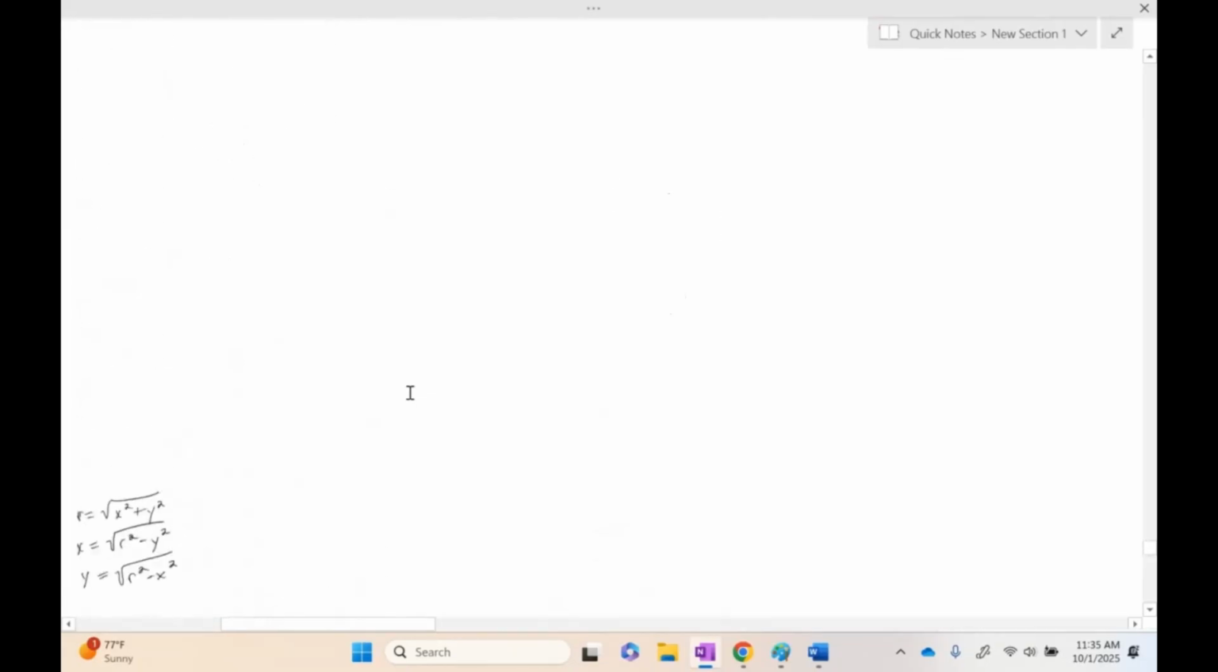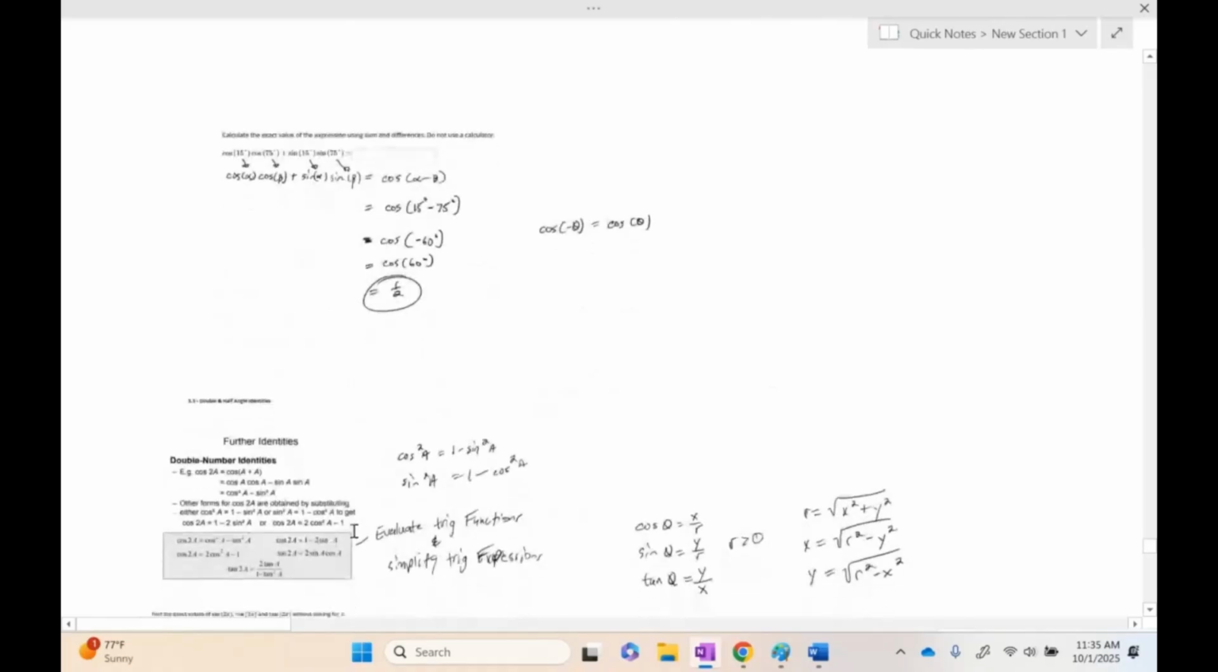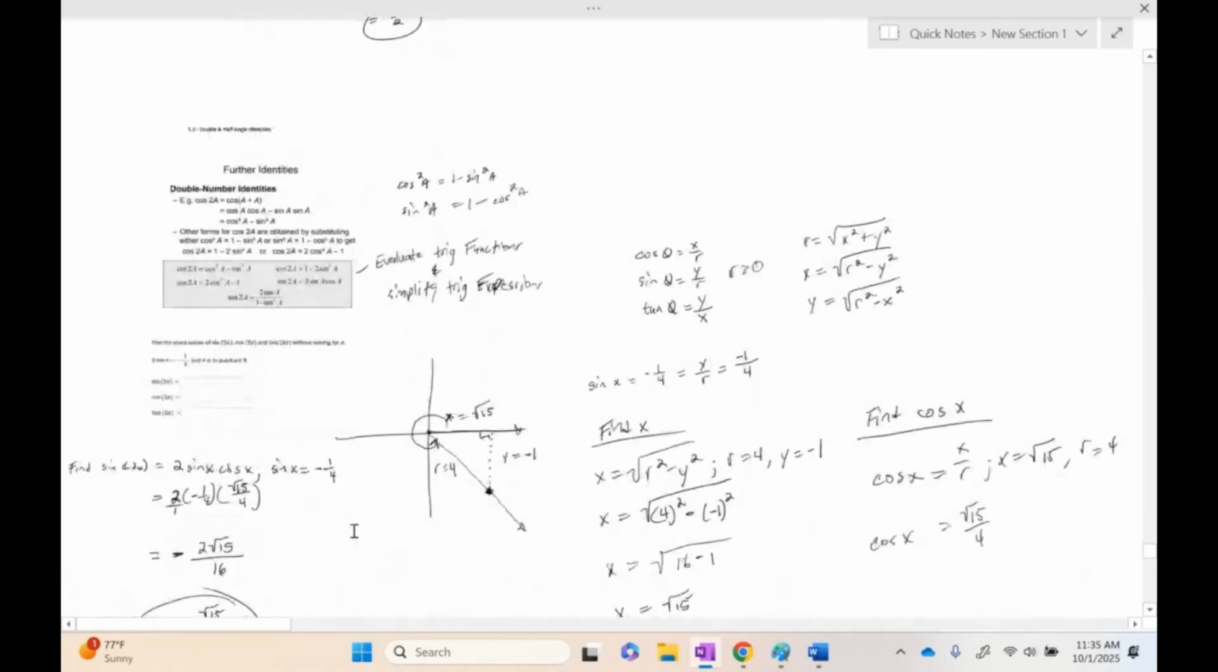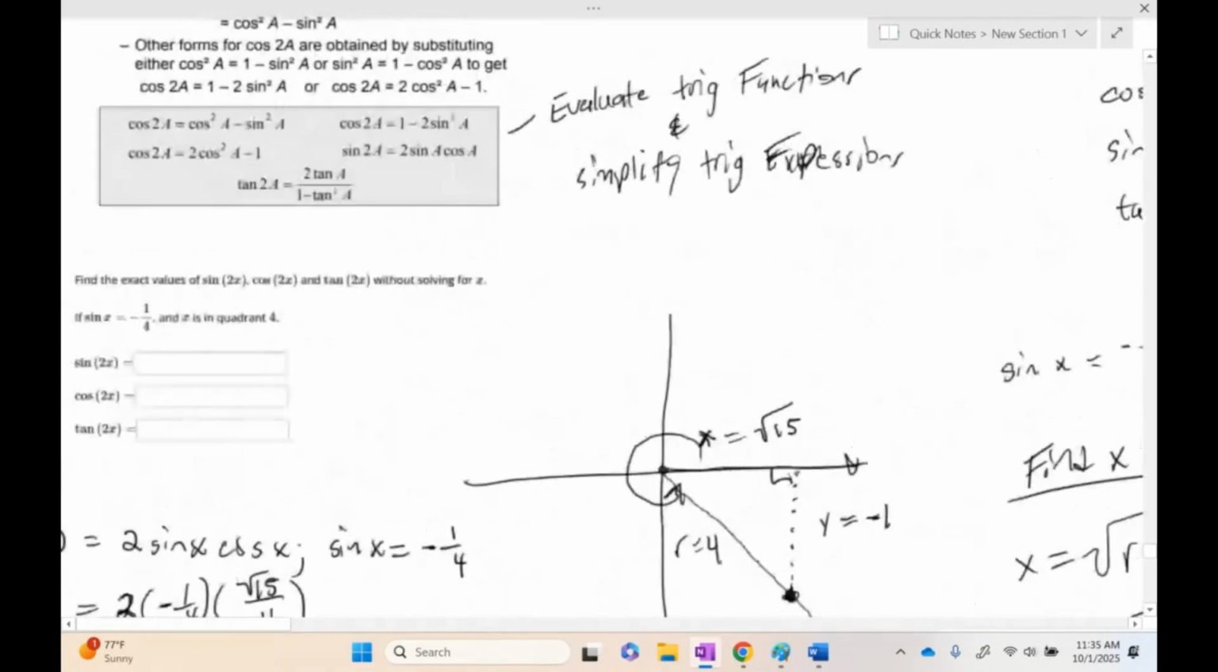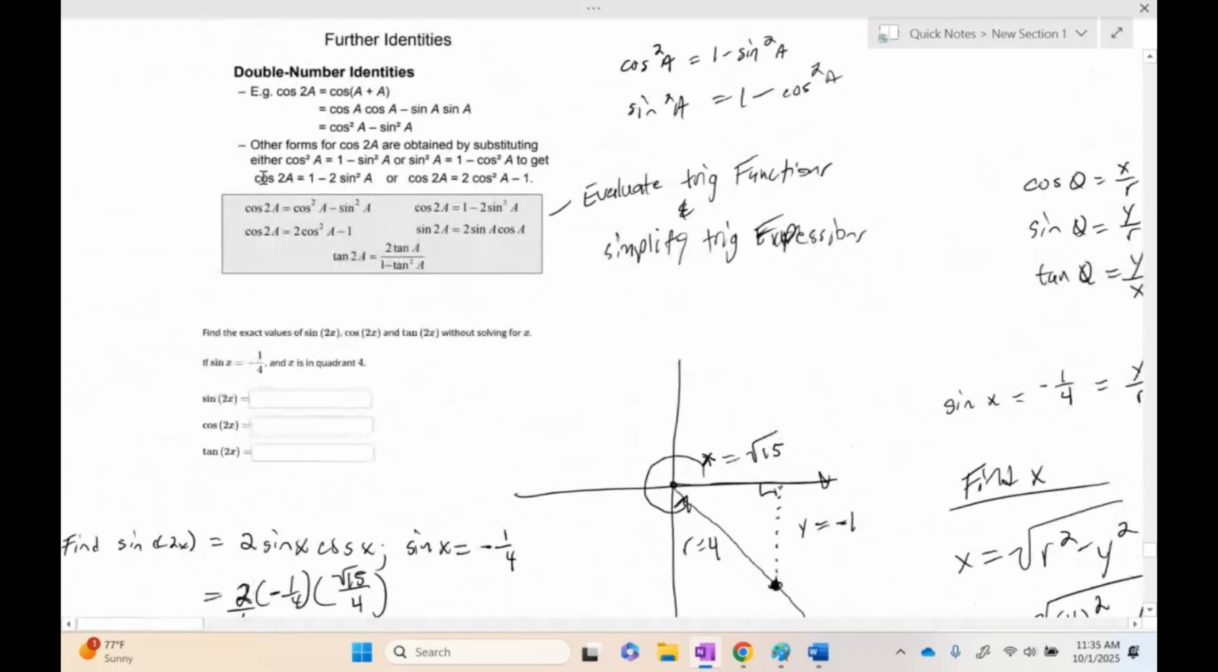And if I look back at the formulas, it says the tangent of 2x is equal to 2 tangent A divided by 1 minus tangent squared A. That's one possible formula.